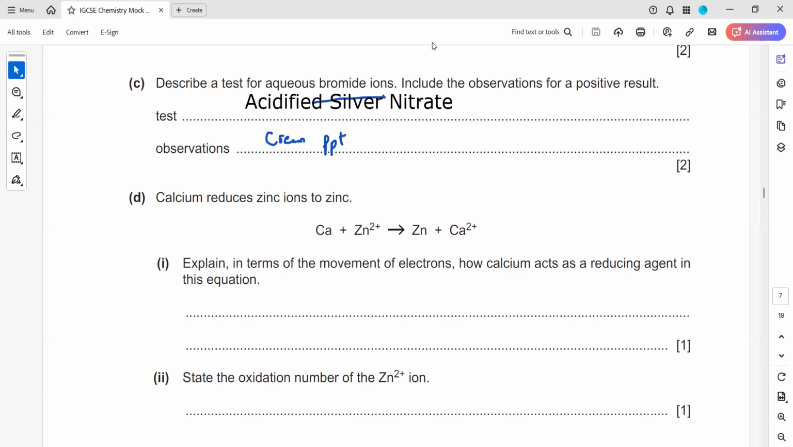What is the difference between the cream precipitate and the white? It's hard to distinguish. When you do practical work, it's hard to distinguish between the cream and the white. That's right, but we have to just state it here.